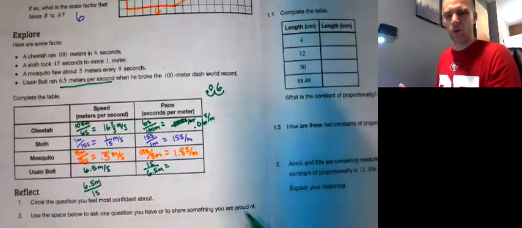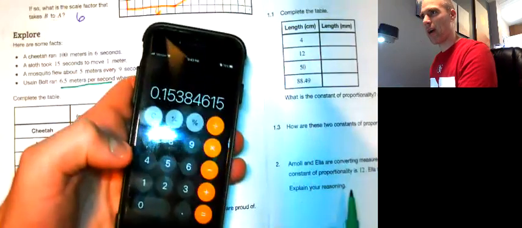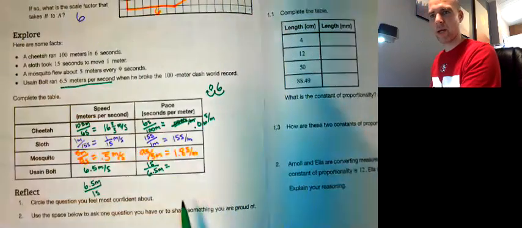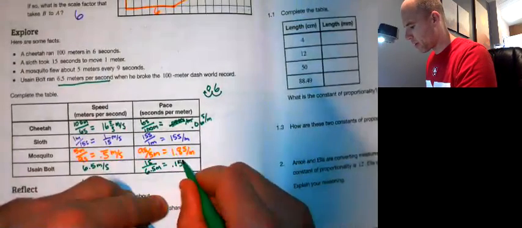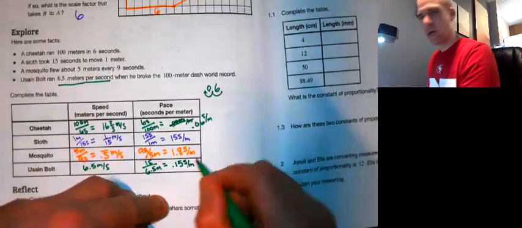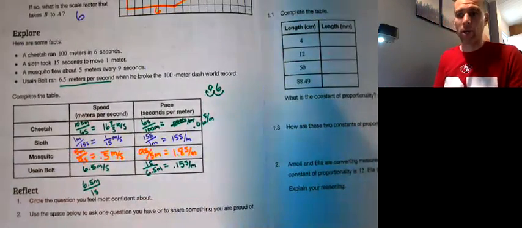Well, let's see what 1 divided by 6.5 is. 0.538, whatever. We'll just call it 0.15. 0.15 seconds per meter. So as he's running, about every 0.15 seconds, he's covering a meter on the ground.